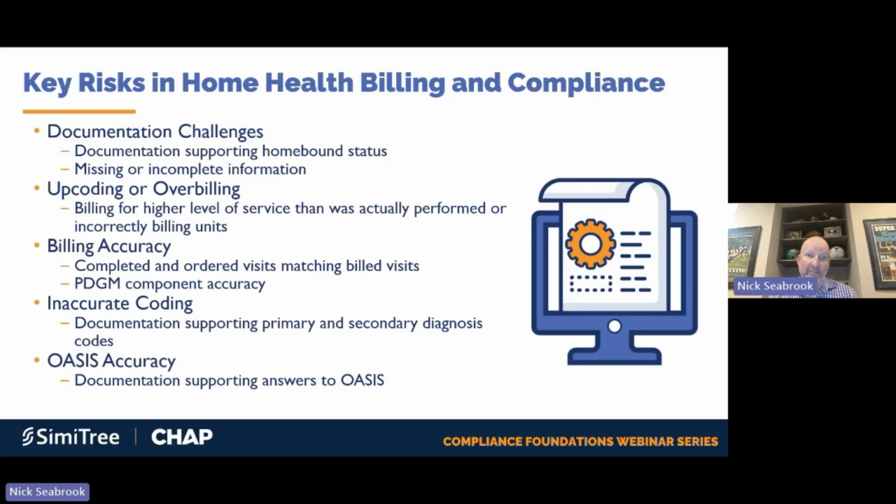Some of the documentation challenges we see is again, missing or incomplete information. So every visit that you have should have an accompanied note from the clinician describing what took place during the visit. If there is missing information there, or if it's incomplete, that's going to be a challenge when it comes to potential audits for any of those government audits that I listed before. So not having that information is something that again can be a challenge.